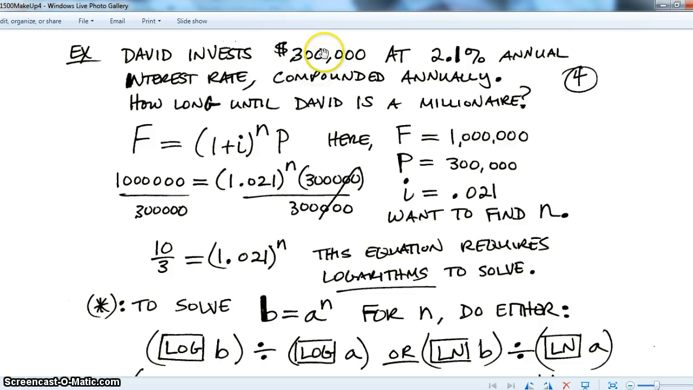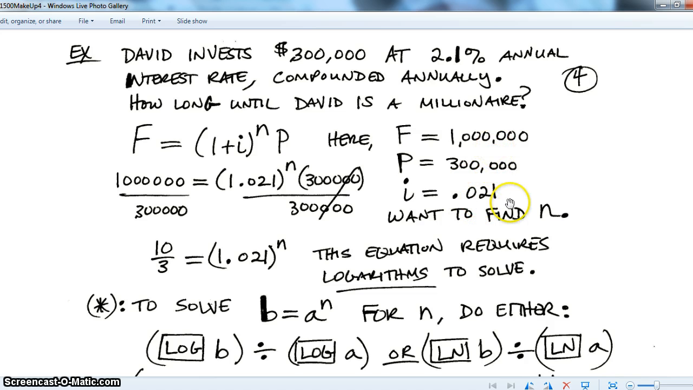David invests $300,000 at a 2.1% annual interest rate compounded annually. So we're not compounding monthly or daily or anything like that. The compounding period is the same as the interest rate period. How long until David is a millionaire? So we want the future value to be $1 million. Present value is 300,000, and the interest rate is 0.021.